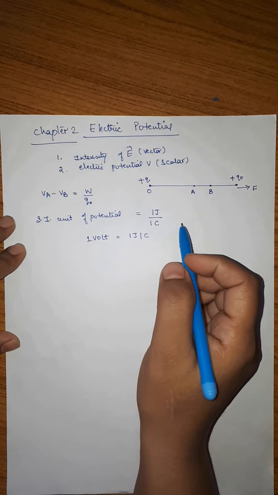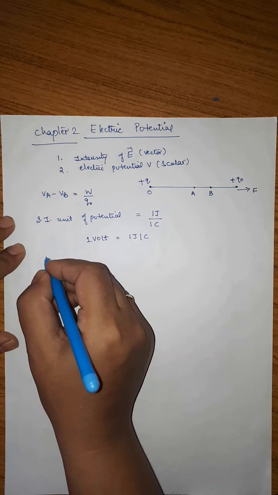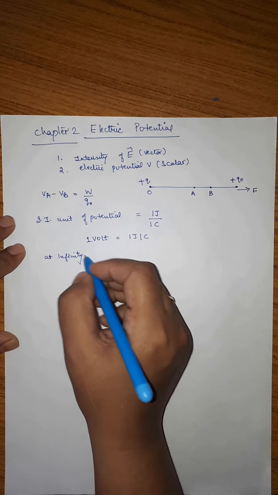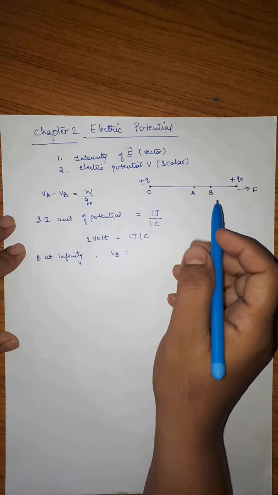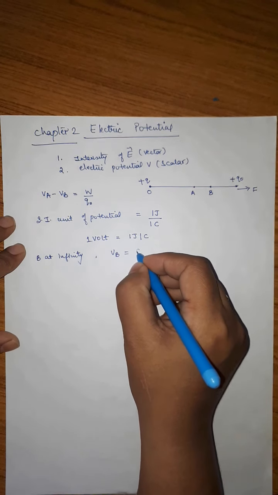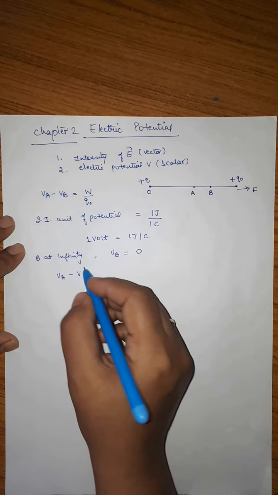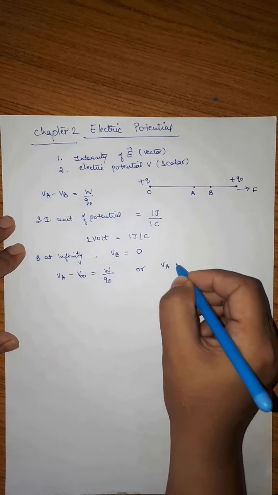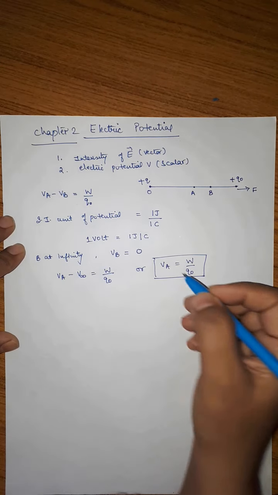If we consider one of the points, B, to be placed at a very far off distance, that is at infinity, then the potential at B, as it is a far off distance, due to charge plus Q, will be nearly 0. So we can write down the above formula like this, or simply work done upon Q. That will be the formula for the electric potential.